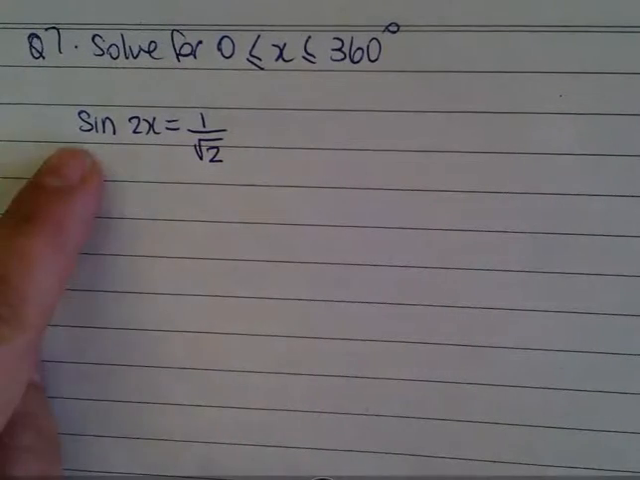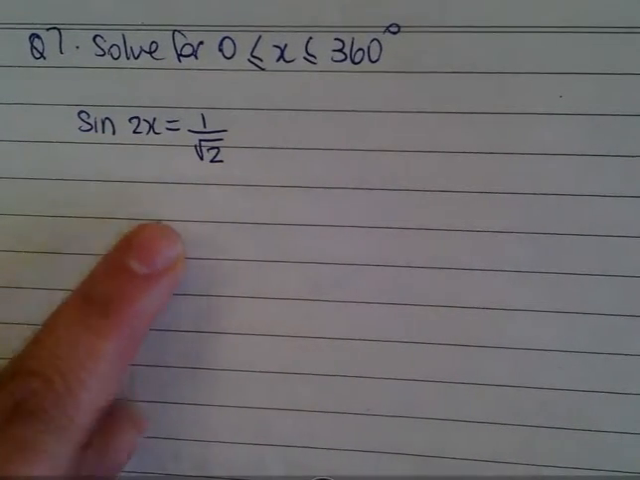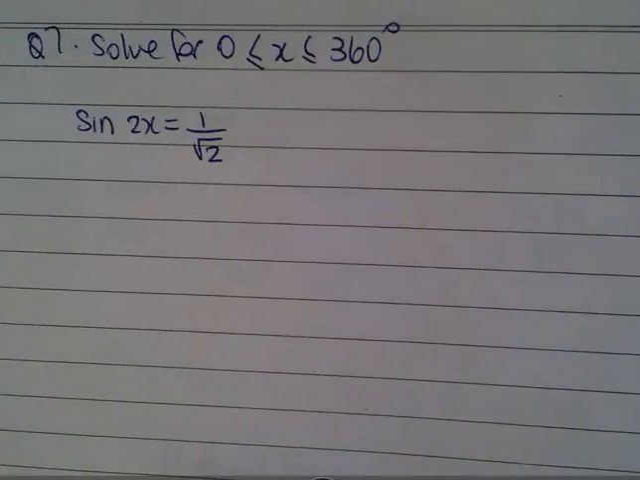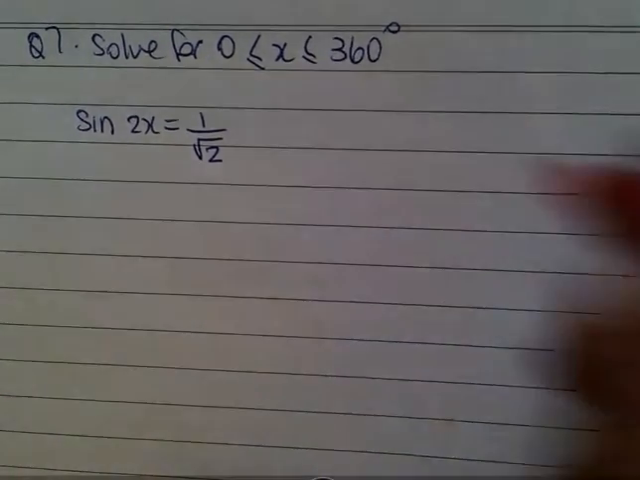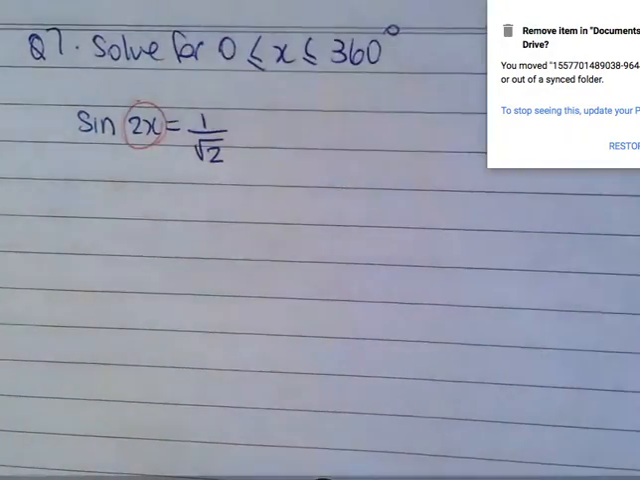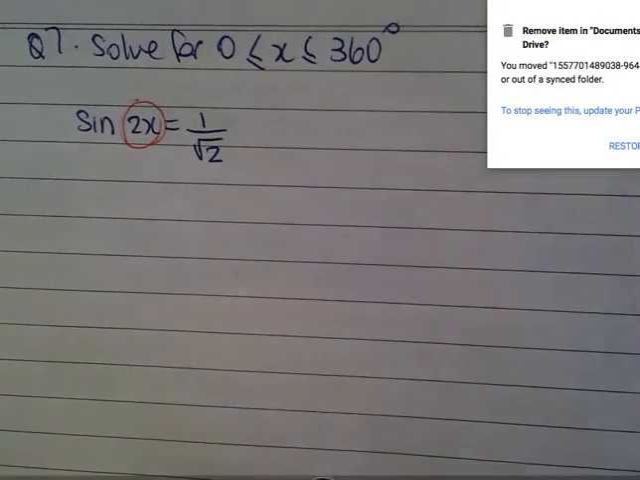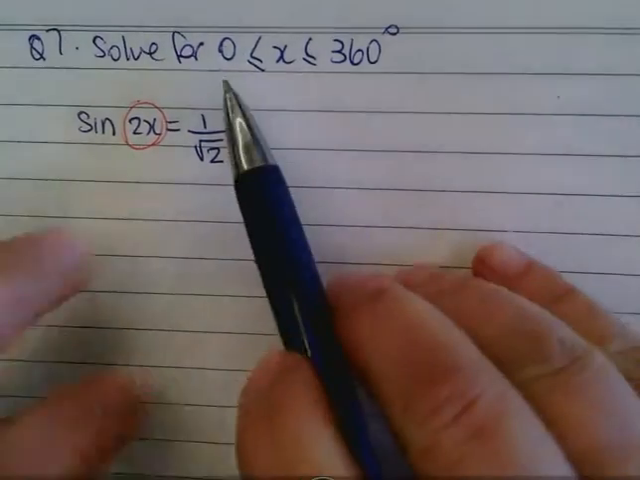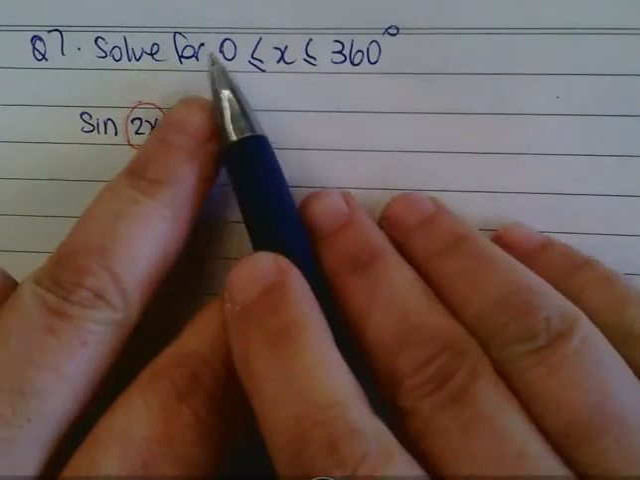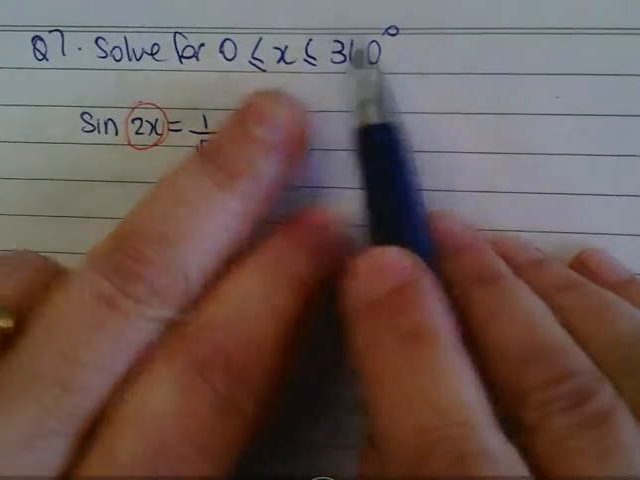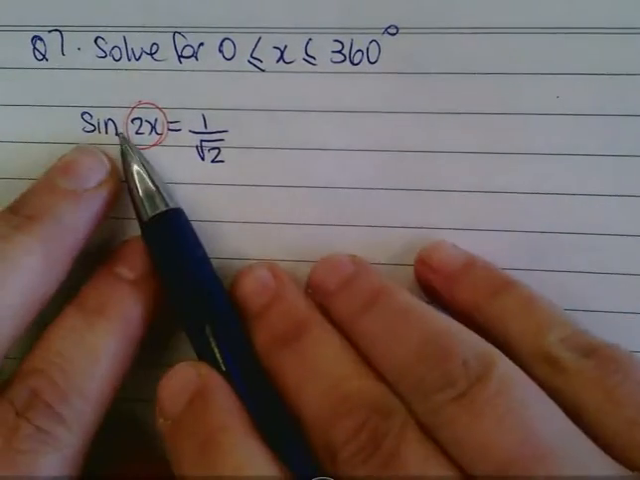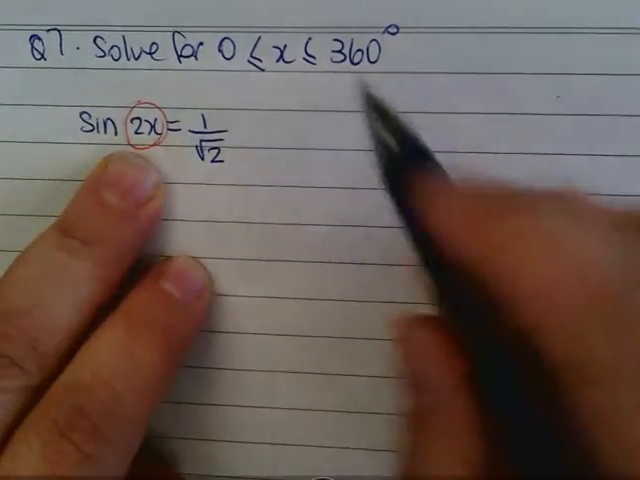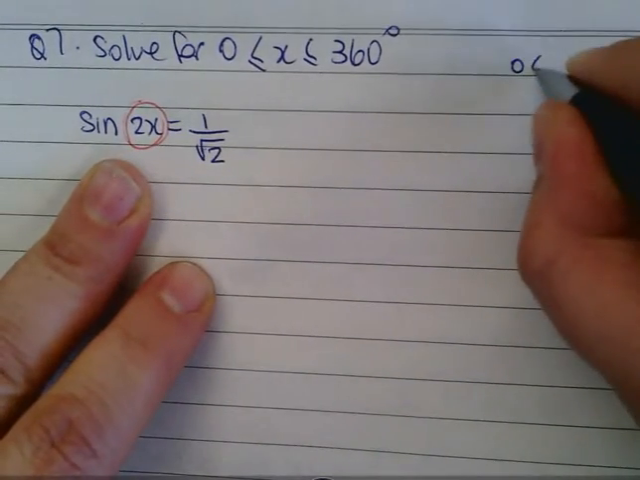angles now. Sine of 2x is 1 on root 2. I still solve these in a very, very similar way, but I just put a little circle around this, and I want to keep that together. Now, first thing we need to do is change the domain. If you're solving for 0 is less than or equal to x is less than or equal to 360, see, we're solving for 2x, so we have to change the domain.